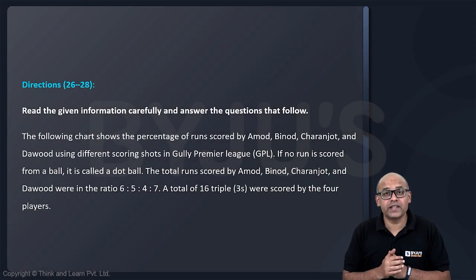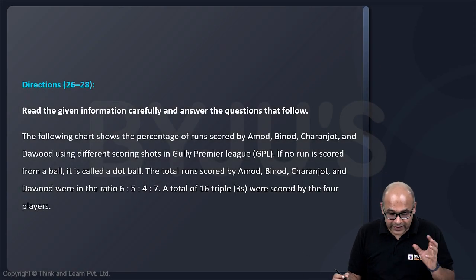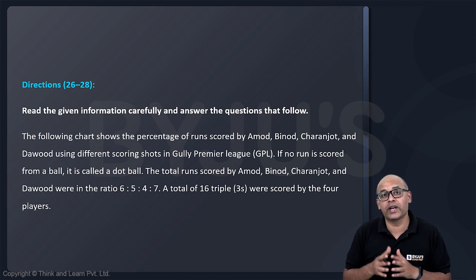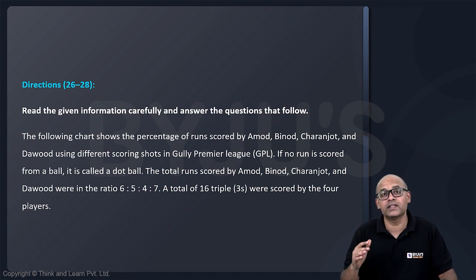The last set, 26 to 28. This is a DI set which is based on graph. So it will take time for you to get the numbers out of the graph. Ideally this set should have been kept to the last because there were a lot of other easy questions. But let's go ahead and take a look at it.